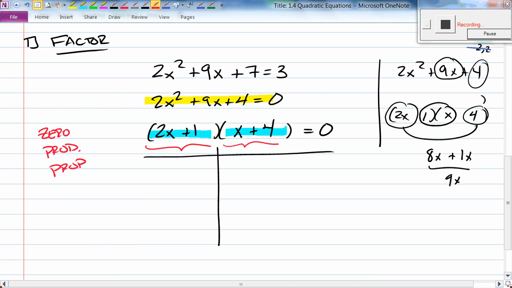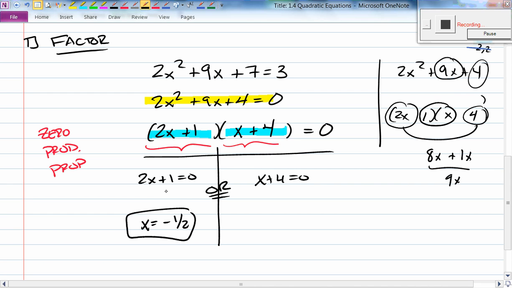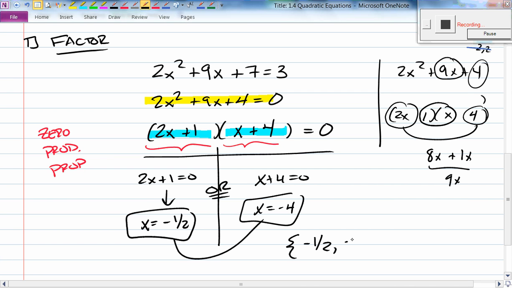Yeah, exactly. So what you can do is you can set these up and say, all right, well, 2x plus 1 is 0, or it must be the case that x plus 4 is 0. So I've got two different answers here, right? X can either be negative 1/2 when I solve this for x using algebra, or x can be negative 4 and these are my two solutions. So I have a solution set of -1/2 comma -4.